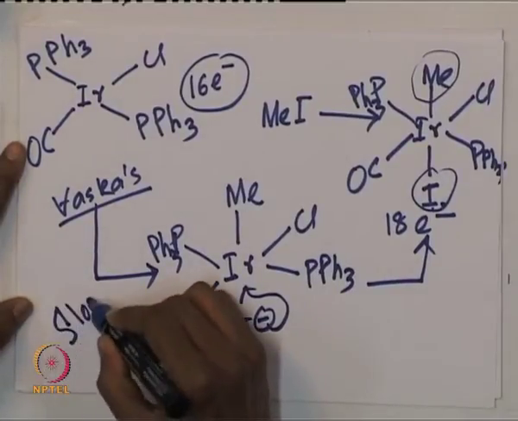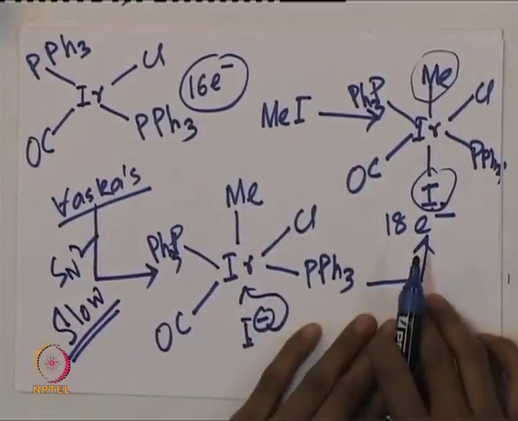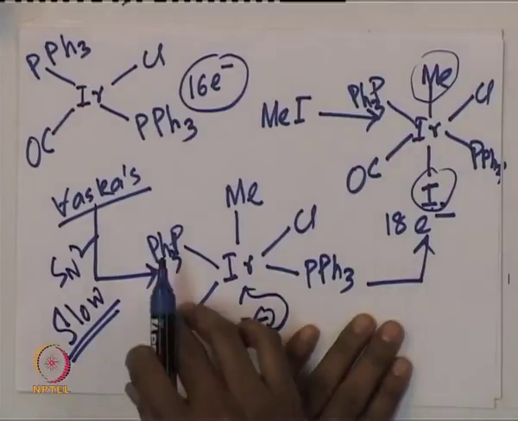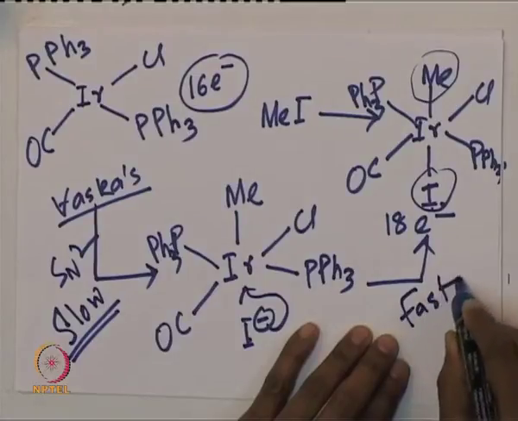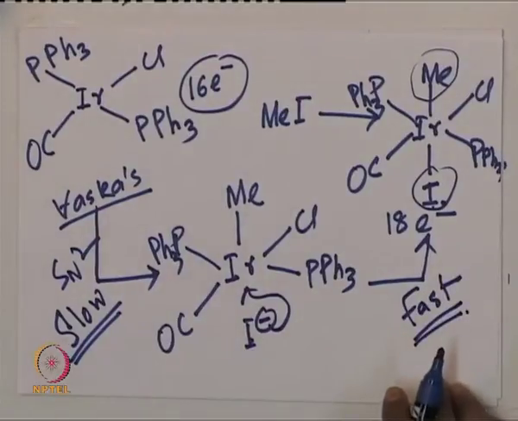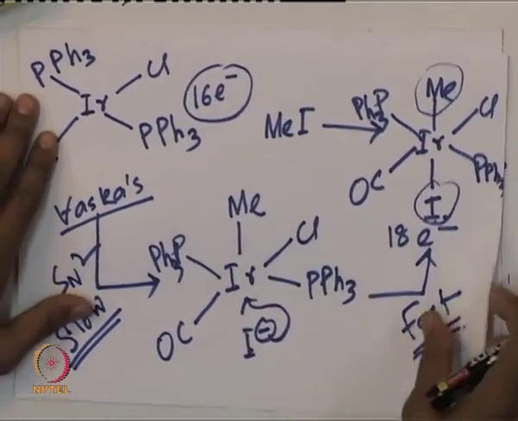Now, the first step, the attack of methyl iodide, is the slow step, and this is where the SN2 reaction occurs. The second step, where iodide combines with the metal center, is the fast one. So, a traditional SN2 type of reaction mechanism will follow, and if you follow the reaction kinetics for this reaction of the Vaskas complex with methyl iodide, you will get reproducible kinetics data.